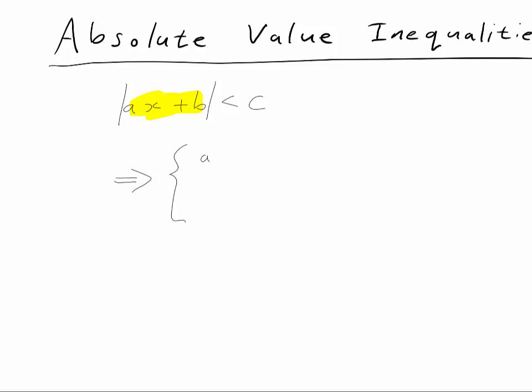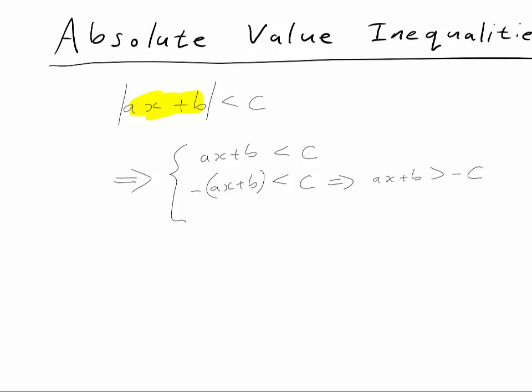One, we're saying that ax plus b is less than c. The expression ax plus b is positive. However, negative (ax plus b) must also be less than c. This is how the absolute value works. So what we do now is we're going to take a look at the second expression, and we're going to multiply both sides by -1. And you get ax plus b is greater than negative c.